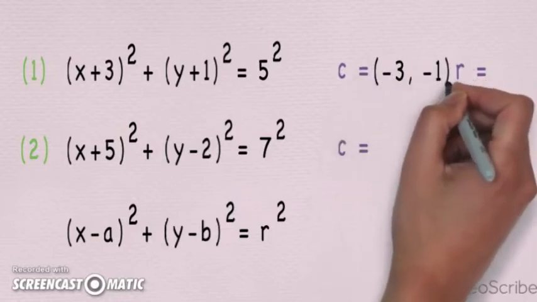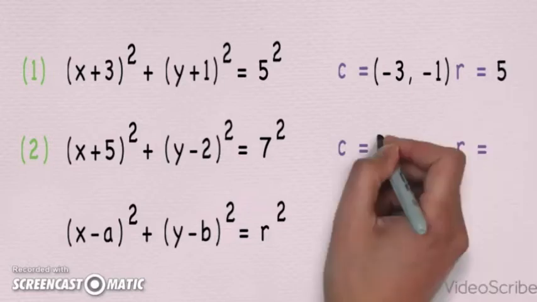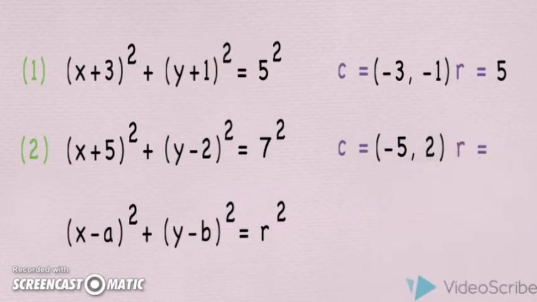For the first, since x plus 3 is the same as x minus negative 3, and y plus 1 is the same as y minus negative 1, we can see our center is at negative 3, negative 1. Also, since r is 5, the radius is 5. For the second, same thing. Since x plus 5 is the same as x minus negative 5, and we are given y minus 2, the center is at negative 5, 2. And again, since r equals 7, our radius is 7.